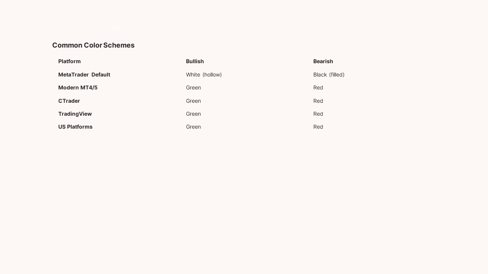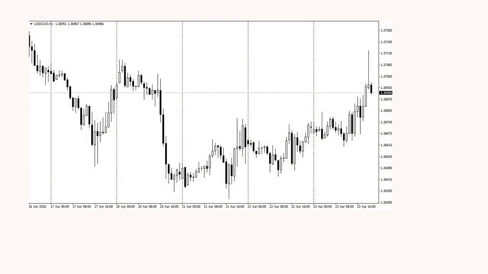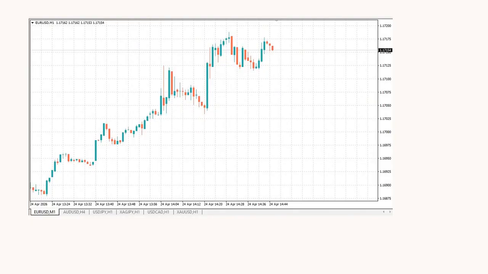Now, a very important note about colors. Different platforms use different color conventions. The original MetaTrader default used white for bullish and black for bearish. Most modern platforms, including the ones Algonic integrates with, use green for bullish and red for bearish. But the color itself is just a convention. What matters is the relationship between open and close.